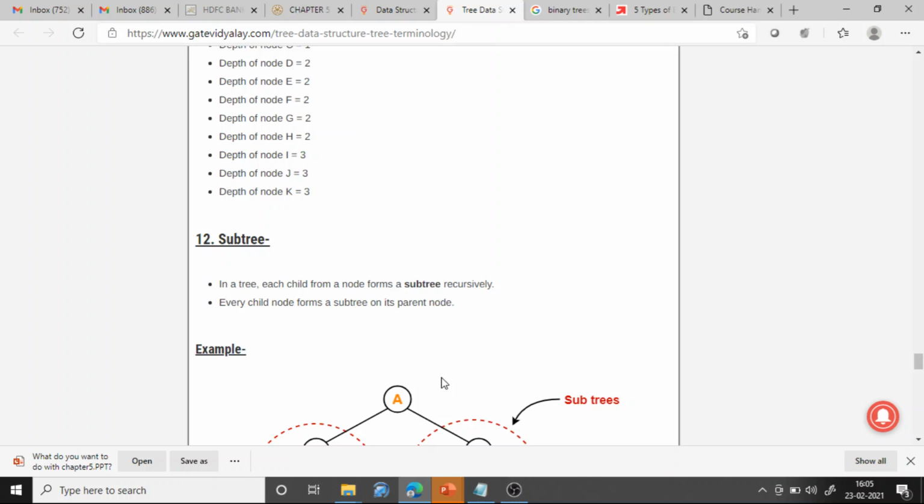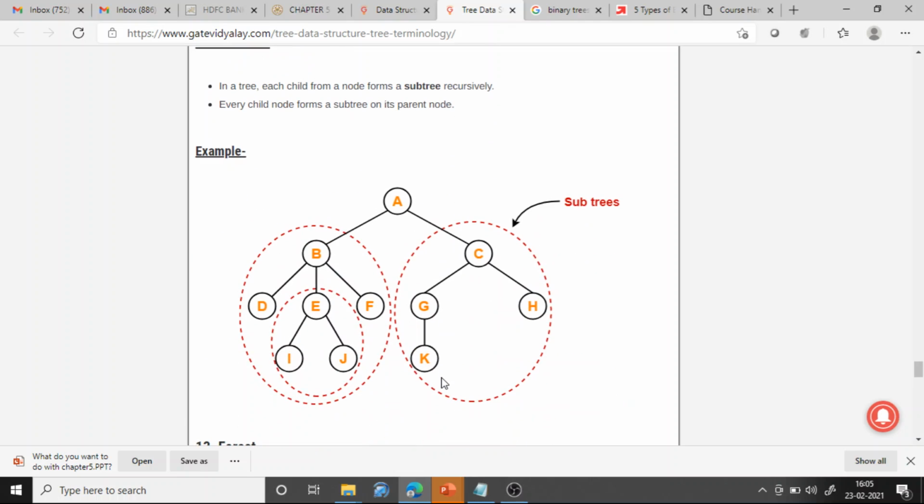Right? So subtree: in a tree, each child from a node forms a subtree. What is the child of A? B is the child of A, so this entire thing is a subtree. Another child of A is C, so this entire thing is a subtree. Again B's child E, this entire thing is a subtree. Even this D you can call a subtree, even though it has only one node. So the children of any node can be called a subtree.